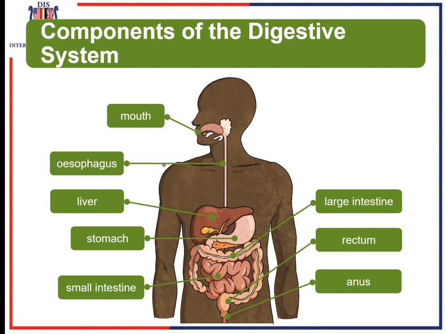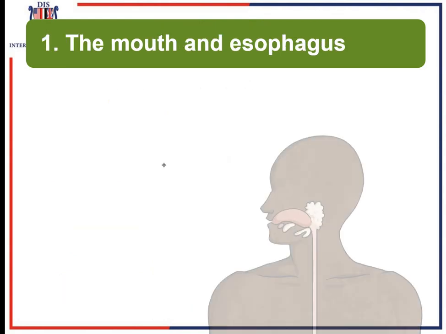So the nutrients, not the food, the nutrients will be absorbed into the bloodstream so they can pass by the cells of the body. Then the food will move to the large intestine, so the water will be absorbed, and then I will have waste products. They will be stored in the rectum, and then it will be released through the anus.